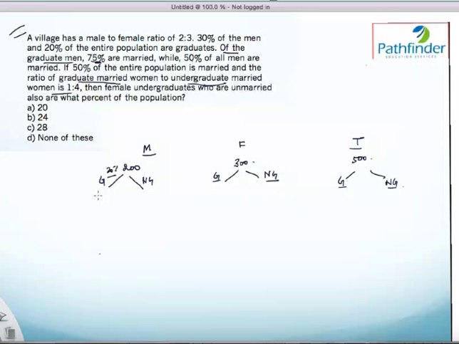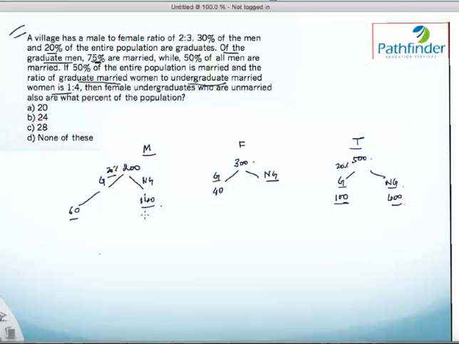So if 30% of the men are graduates, obviously 60 men are graduates. And how many are non-graduates? By the same logic, we will have 200 minus 60, that is 140, are not graduates. Of the entire population, 20% are graduates. So 20% of 500, 100 are graduates while 400 are not graduates. If 100 of the total population are graduates and male graduates are 60, therefore female graduates must be 40.